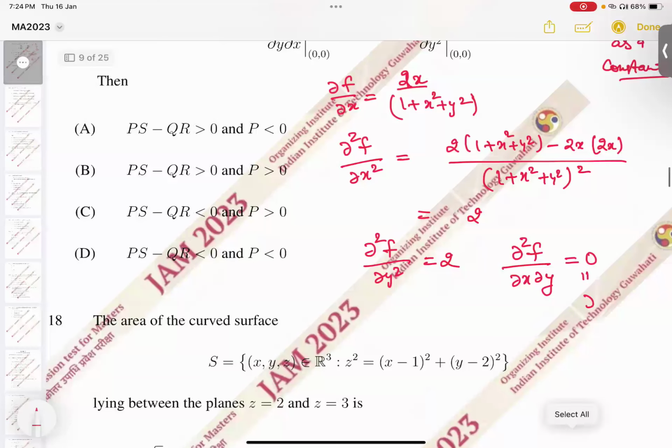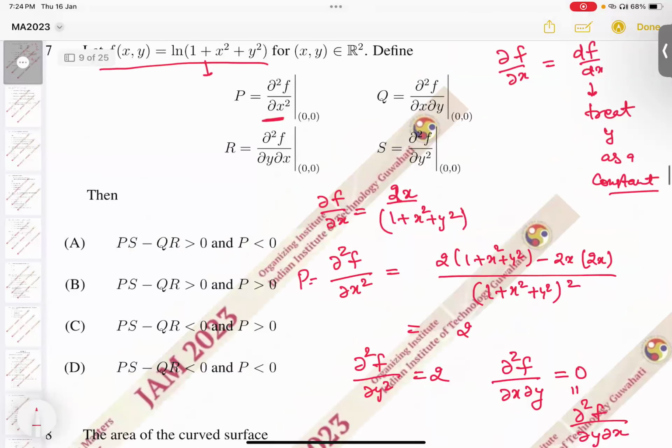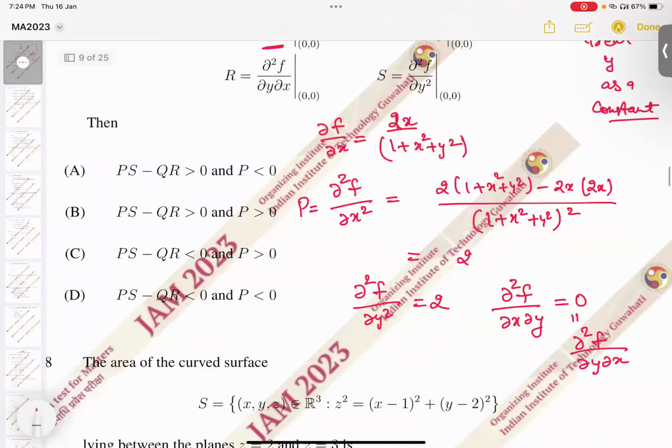And even this one is also 0. Right? So this is your P. This is your P. Right? This is your S. This is your Q. This is your R. Right? So P is greater than these two.